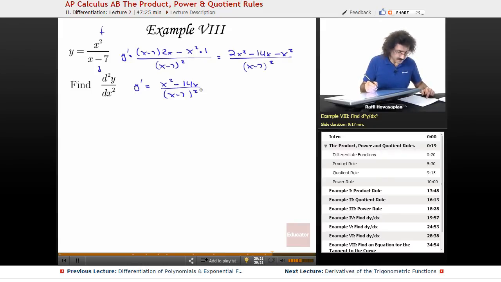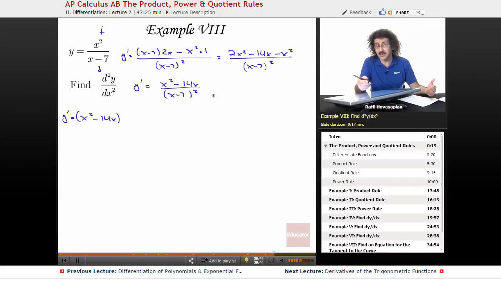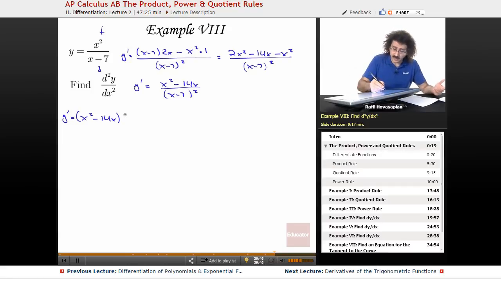So now we need to find y double prime, which means we differentiate this. So let me rewrite this as, so y prime is equal to x squared minus 14x. I can do this either via quotient rule again, or I can do the product rule. So I'm just going to go ahead and rewrite this as x minus 7 to the negative 2 power. I just brought it up, and I'm going to do this as a product rule instead.